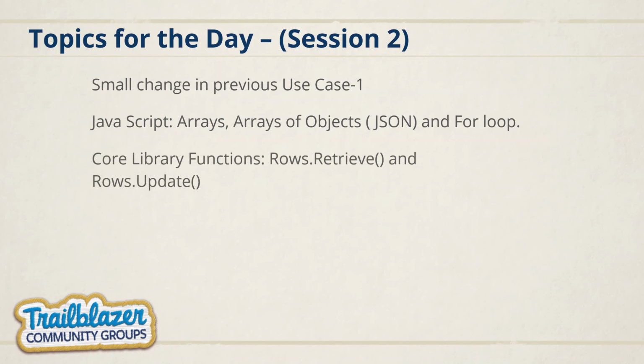Then we would cover some core library functions. Previously we were mostly involved with the platform library functions, but now we will be using some of the core library functions, which are Rows.Retrieve and Rows.Update. We will also see how we can process JSON data or a JSON object.